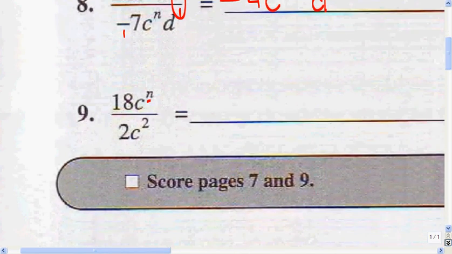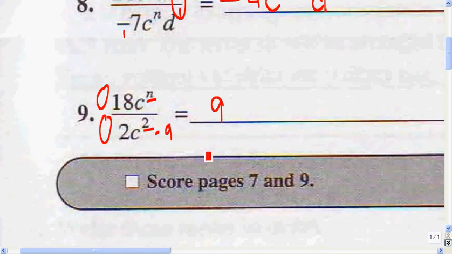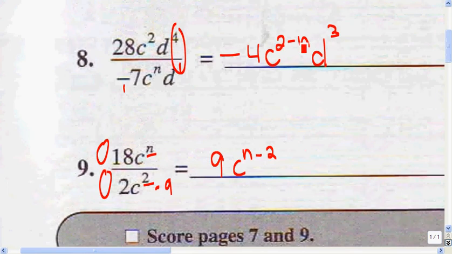I don't know what n is, so I know I'm going to subtract these. 18 divided by 2, well, what times 2 equals 18? 9, so my answer is 9. Since they're both positive, I know my answer is positive. And then the best I can do is write c, n minus 2.